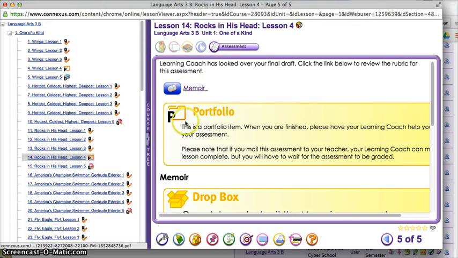The memoir began at the beginning of the unit. Here in lesson 1, they start the memoir and they work through the writing process throughout the unit, and then they turn it in on this particular day. So that's what the general curriculum looks like.